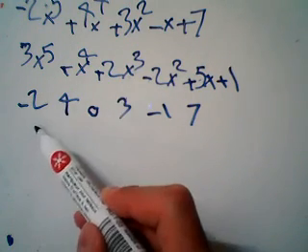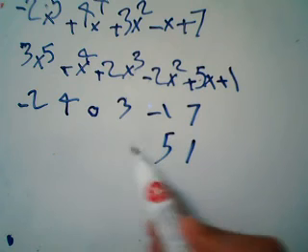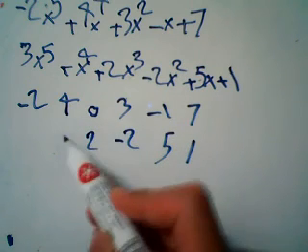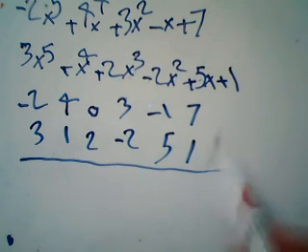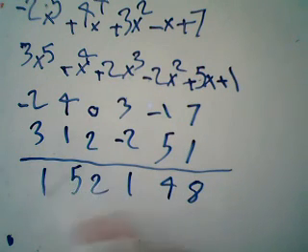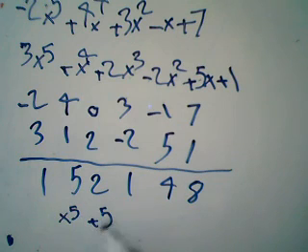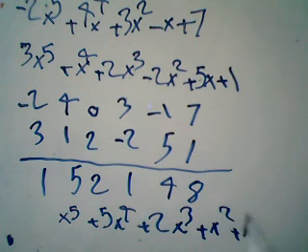And the coefficients of the next one, starting from here: 1, 5, minus 2, 2, 1, and 3. And now add this: 8, 4, 1, 2, 5, 1. So this is of the degree of 5. So this is x to the 5 plus 5x to the 4 plus 2x cubed plus x squared plus 4x plus 8. Okay.